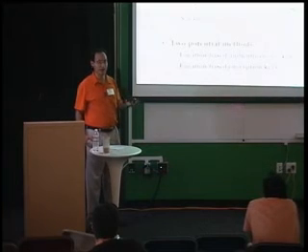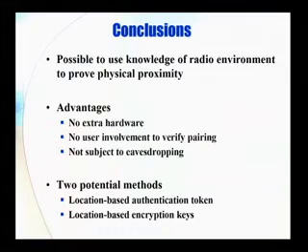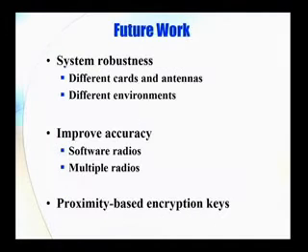I described very briefly two potential methods for implementing this technique. One by augmenting traditional public key cryptography with a proximity-based token. And we theorized that you can actually derive an encryption key straight from the environment. There is tons of future work. This project has been going on for less than a year. So if anything, we think that we've just scratched the surface.